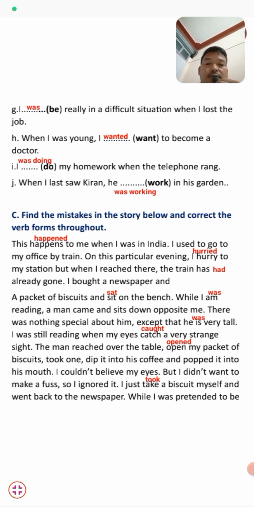A very strange sight. The man reached over the table, then opened my packet of biscuits, took one, dipped it into the coffee, and popped it into his mouth. I couldn't believe my eyes, but I didn't want to make a fuss, so I ignored it. I just took a biscuit myself and went back to the newspaper while I pretended to be reading.